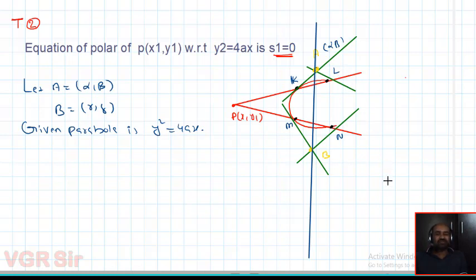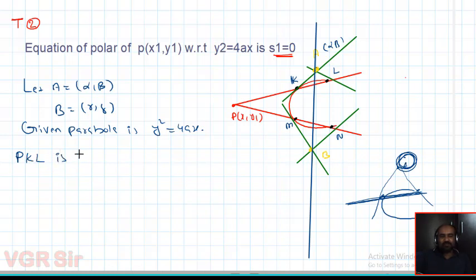Observe here. This is a parabola. This is point A. Through A, two tangents are drawn. This is joined and extended. This is called the chord of contact of this point only, no? That's why I can say PKL. I will write PKL.